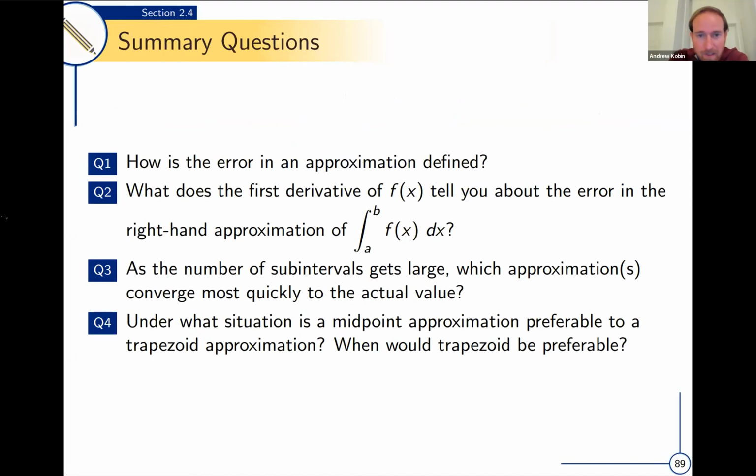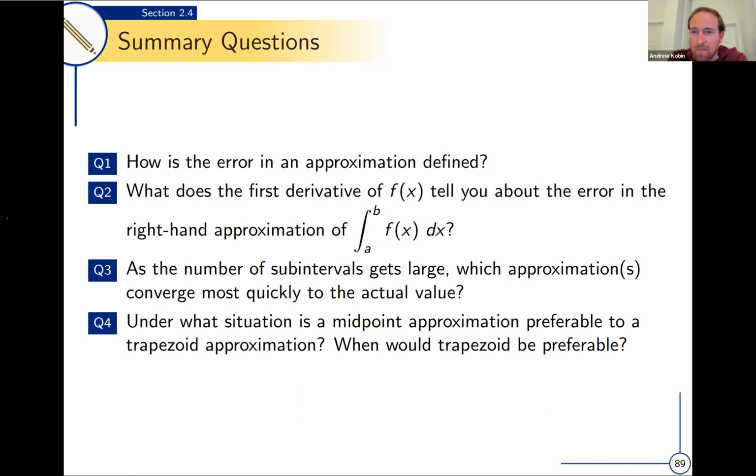Here's some summary questions. How do we define error? You'll look at the slide, it's probably slide 3 when we defined error in the first place, but I want you to think about what it means to define the error in approximation. What does the first derivative of a function tell you about the error in using a left or a right-hand approximation of the definite integral? We talked about the left endpoint approximation, so think about the right approximation as well. As the number of subintervals gets large, which approximation or which potentially multiple approximation techniques converge the quickest to the actual value of the area under the function?